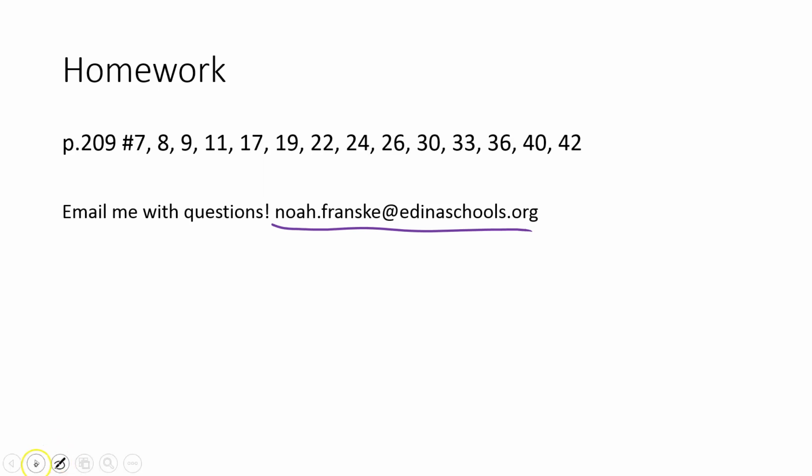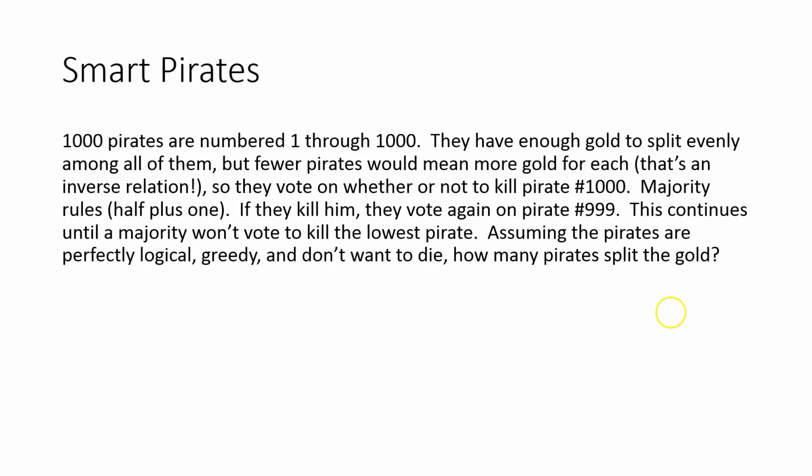Also, we brought up the whole idea of the pirates yesterday, and I wanted to talk through the solution to this. So remember what happened. We had pirates numbered 1 through 1,000, and each pirate knows what their number is. So pirate number 1 knows that he's pretty safe, because even if everyone else gets killed, he'll still get all the gold. Pirate number 1,000 is pretty nervous because he might get killed.